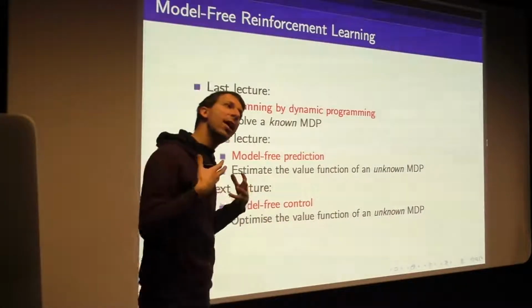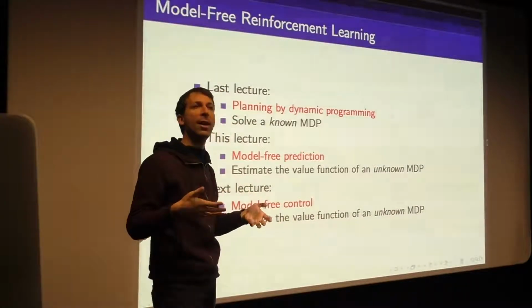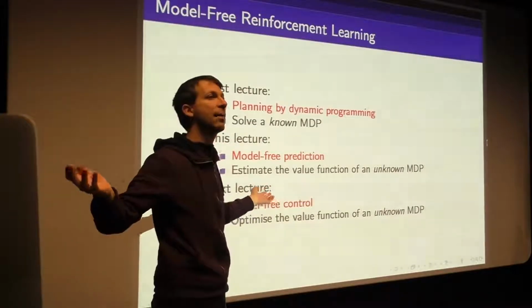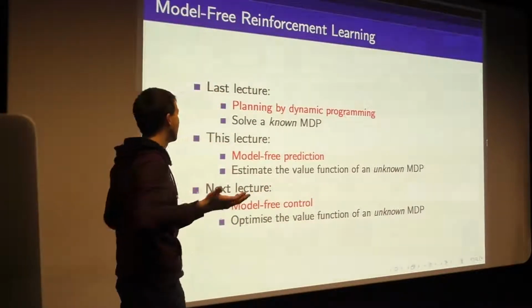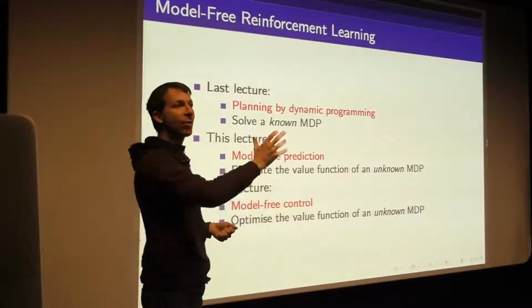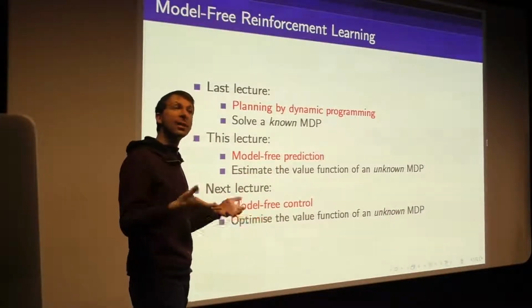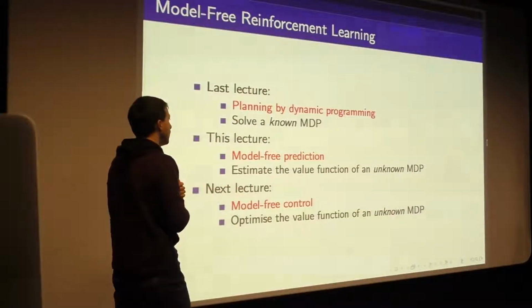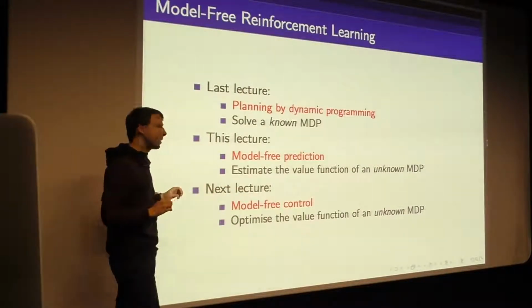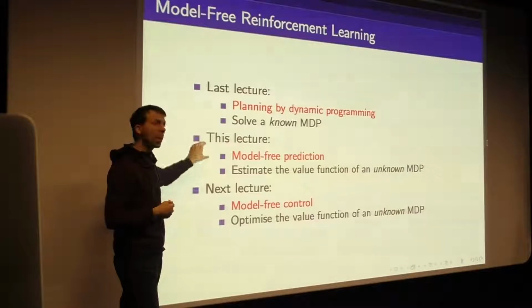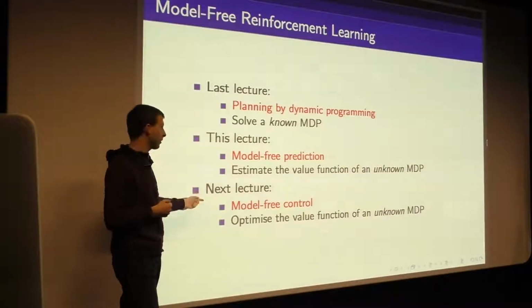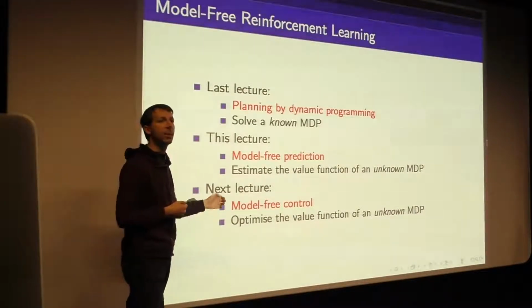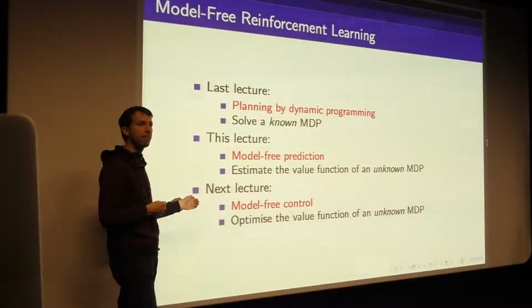And we're going to try and figure out how we can do that entirely model-free without anyone telling us the dynamics or the reward function of the environment. So now you can just run your factory and see how much reward you get and estimate the value function directly from just trying things and seeing what happens. And next lecture we'll use these core ideas to actually do control and find the optimal value function and hence the optimal policy for the MDP.